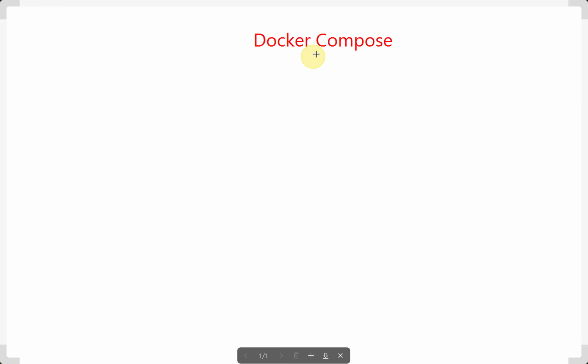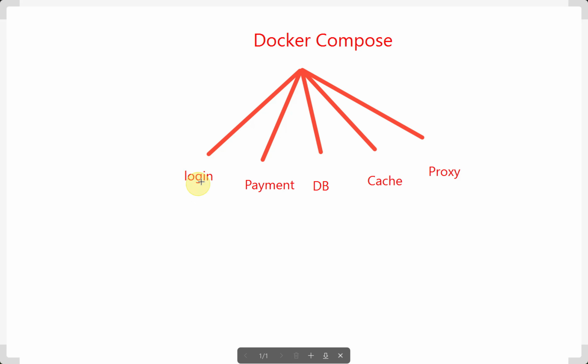Come on guys, let's learn Docker Compose today. So why do we need Docker Compose? In short, Docker Compose is used to manage multi-container applications. In real time, applications will have multiple services. The services can be login service, payment service, database service, cache service, or proxy services. These are some examples of different services.